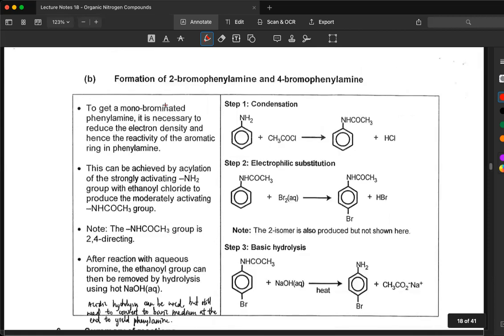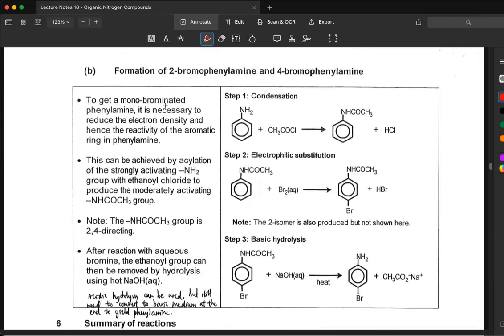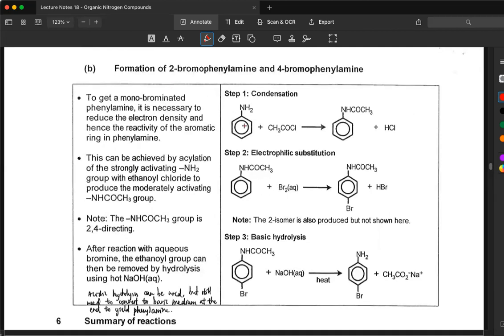Now, other examples: formation of 2-bromophenylamine and 4-bromophenylamine. To get a monobrominated phenylamine, it is necessary to reduce the electron density and hence the reactivity of the aromatic ring in the phenylamine. Okay, so how can we do it? This can be achieved by acylation of the strongly activating NH2. So change it. Maybe you can use ethanoyl chloride, an acid halide, to produce a moderately activating group.